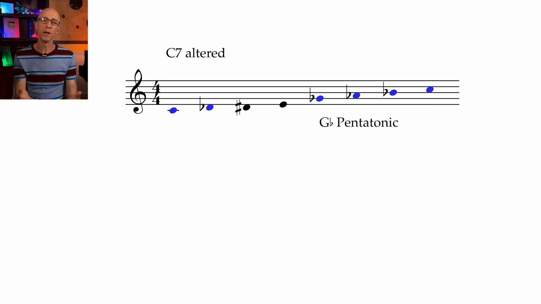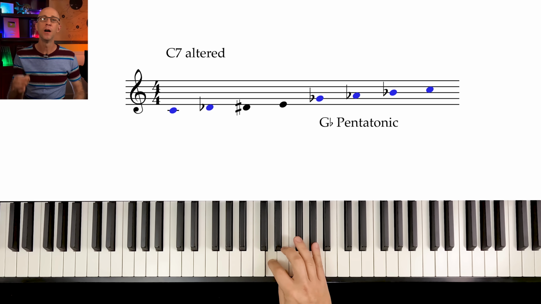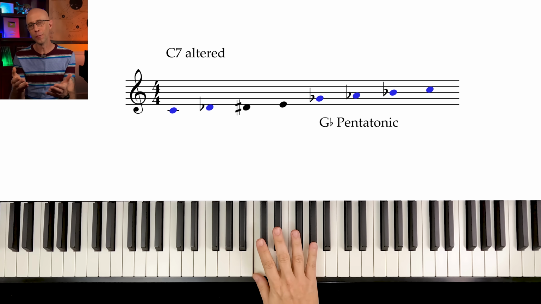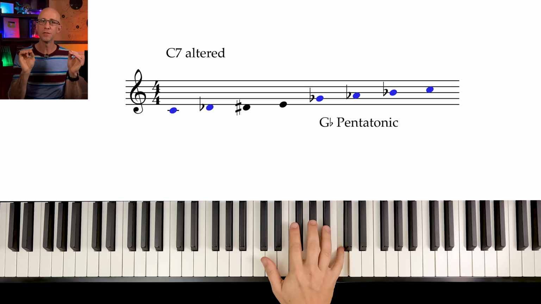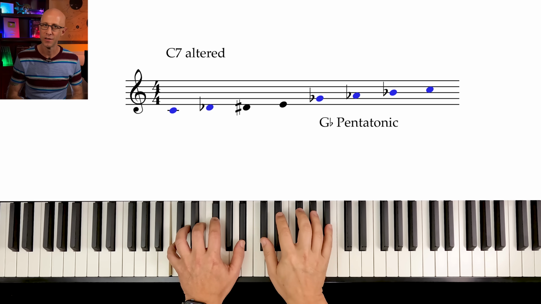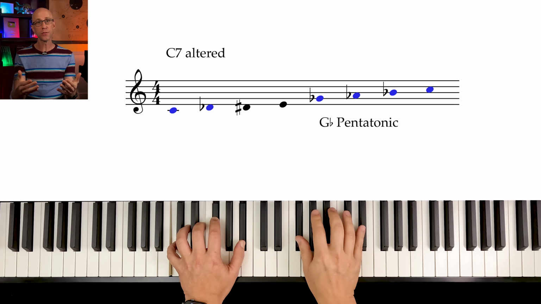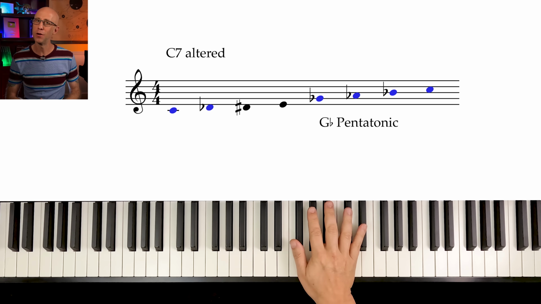All right, so now let's think of sections of the pentatonic scale. An interesting property of the altered scale is that it contains an entire pentatonic scale on the flat 5, or the sharp 4. So C7 altered contains an entire G flat major pentatonic scale. So in the next two steps, we're going to take advantage of this property.